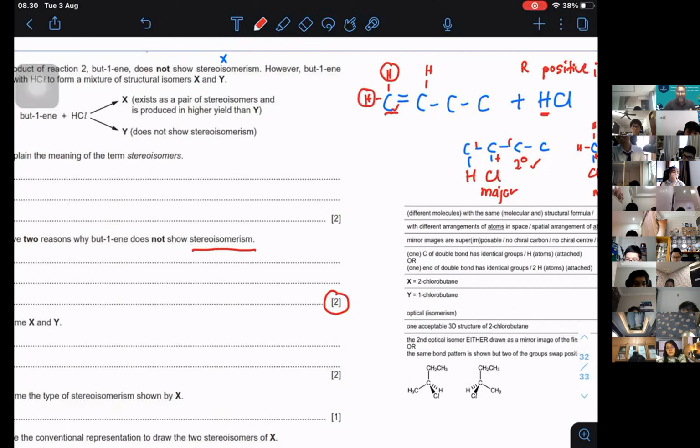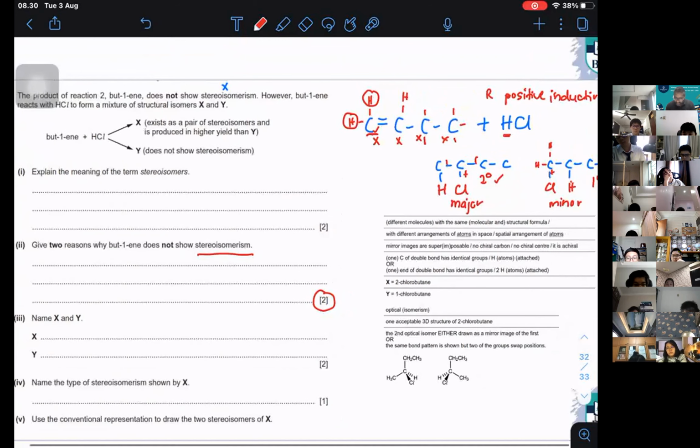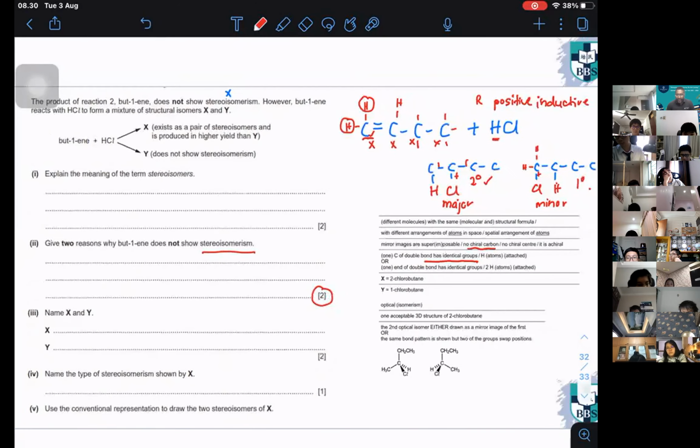Second, you identify whether they have any chiral center. Here, don't have chiral center, because they need 4 different groups. So here, if I have H and H, no chiral center as well. If I have 3 H, no chiral center, because I need different groups. So that's another answer: they do not have any chiral carbon, then you will have the answer over there. And then this one, they have identical groups. You answer that.